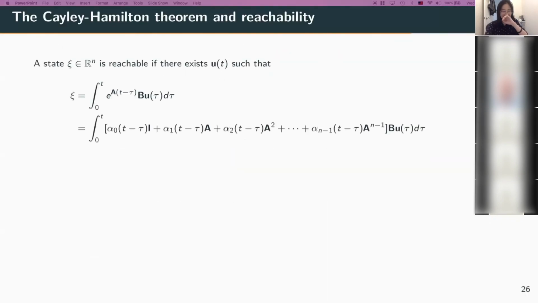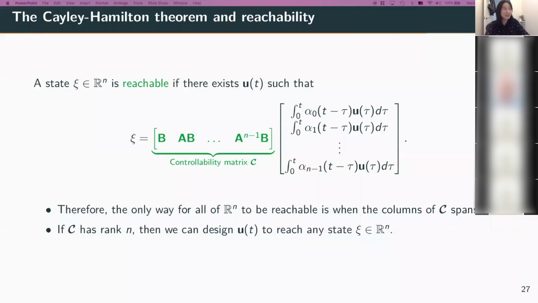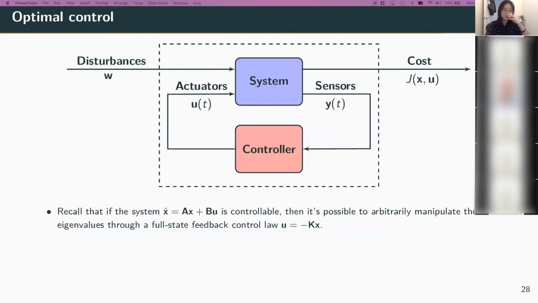I still have some stuff to cover, so I'm going to go faster. Right, so that's done. The reachability is done. The last topic that we're going to talk about is pretty short. It's about optimal full state control and the linear quadratic regulator.